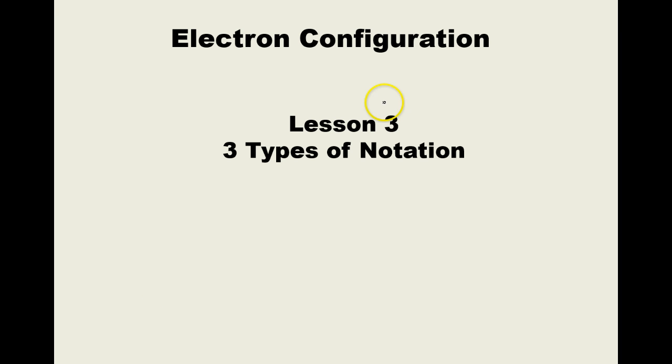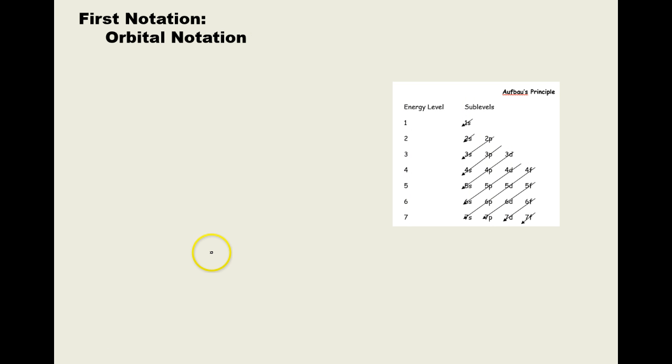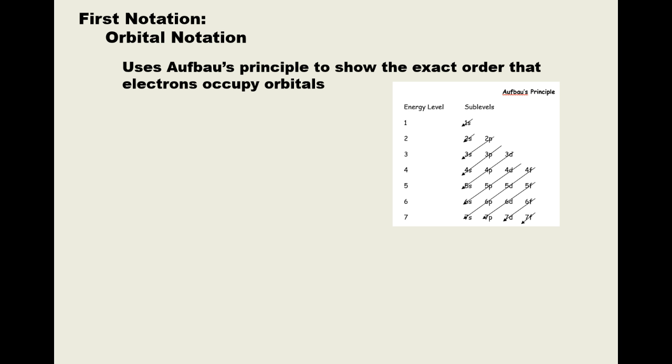Okay, so we talked about the 3 rules for electron configuration. Now we're actually going to put them to use. Remember that you have to follow Aufbau's principle. The first type of notation that we have is called orbital notation. Orbital notation uses Aufbau's principle to show the exact order that electrons are going to occupy the orbitals. The example that we're going to use is nitrogen.